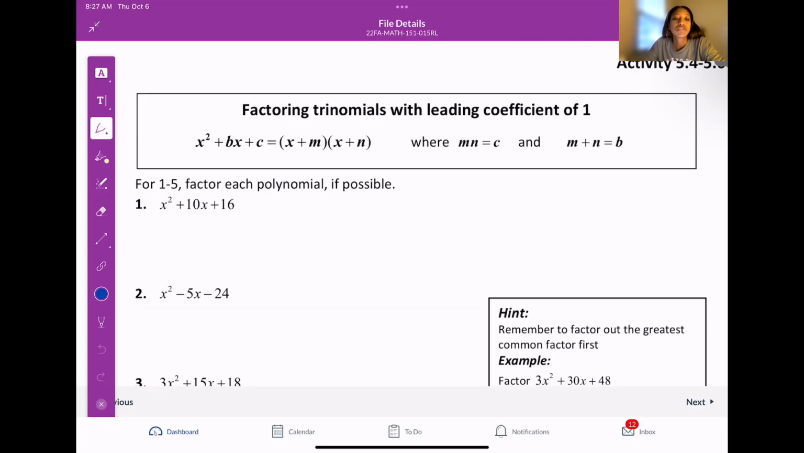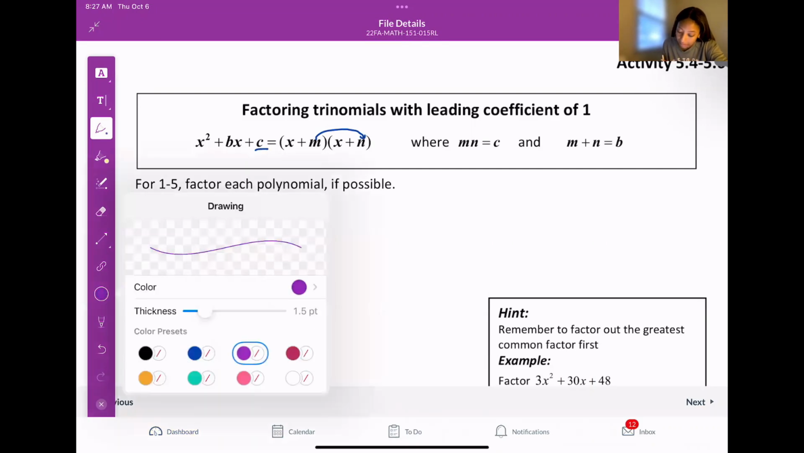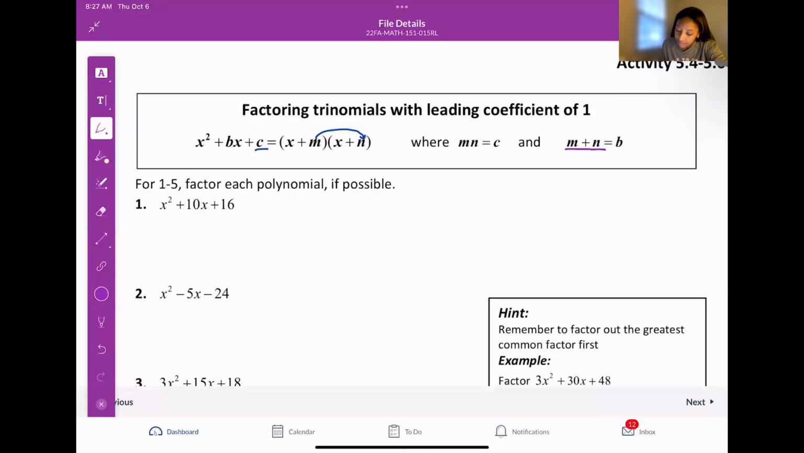Okay, what is the relationship between the b and the c and the m and the n? m times n has to multiply together to give us c, and m plus n have to add together to give us b. So if we start off with x squared plus bx plus c, we're going to look for factors of c that add to b, and that'll give us our m and n.